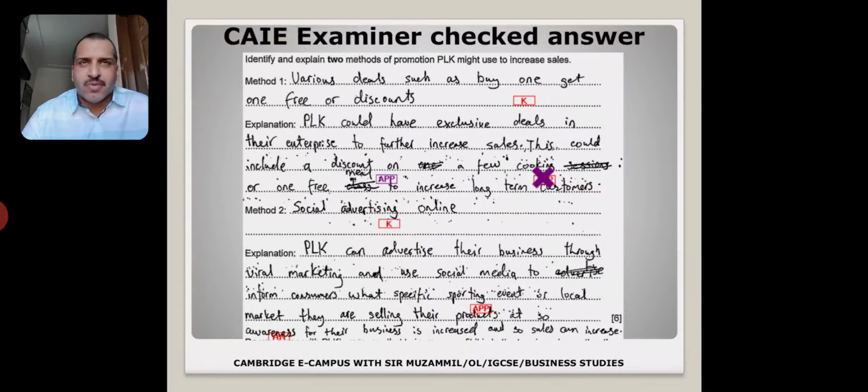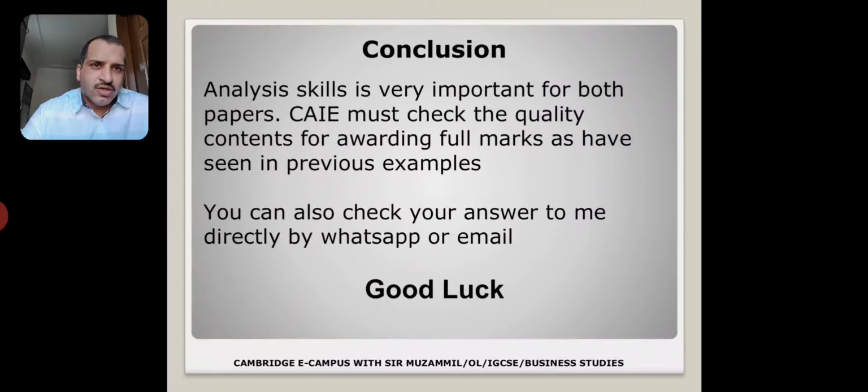So analysis is very important. If your point is not reflecting analysis, you will not get those marks. It has 6 marks: 2 marks for knowledge, 2 marks for application, and 2 marks for analysis. So the candidate got 5 out of 6. So I conclude my lecture. Analysis skill is very important for both papers. CAIE checks the quality of content for awarding full marks, as you have seen in the previous example.